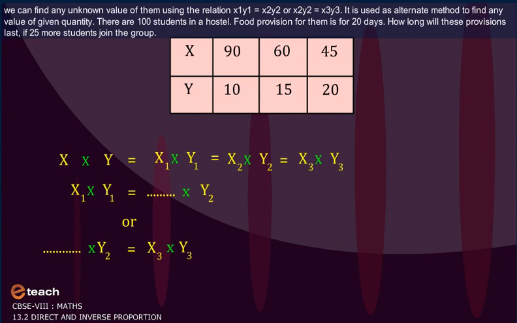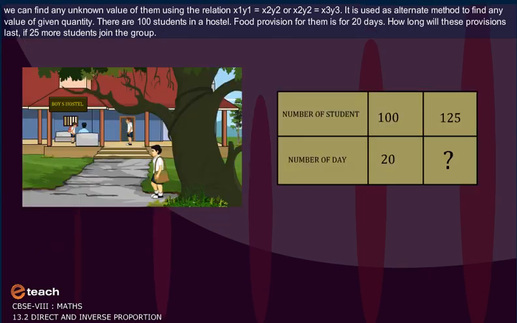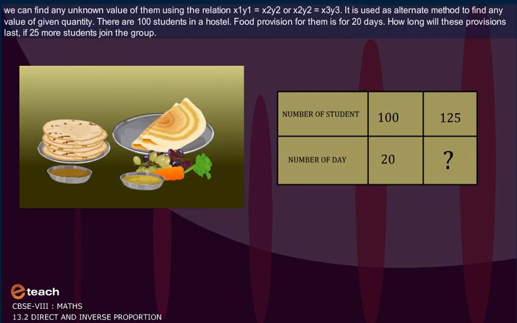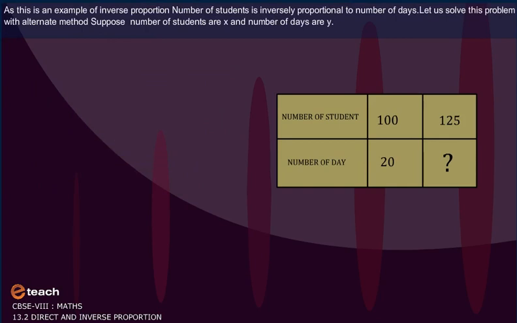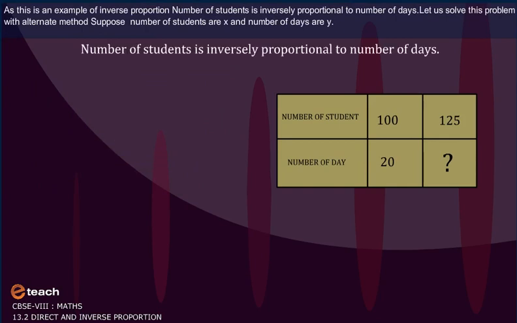It is used as an alternate method to find any value of a given quantity. There are 100 students in a hostel. Food provision for them is for 20 days. How long will these provisions last if 25 more students join the group? As this is an example of inverse proportion, the number of students is inversely proportional to the number of days. Let us solve this problem with the alternate method.